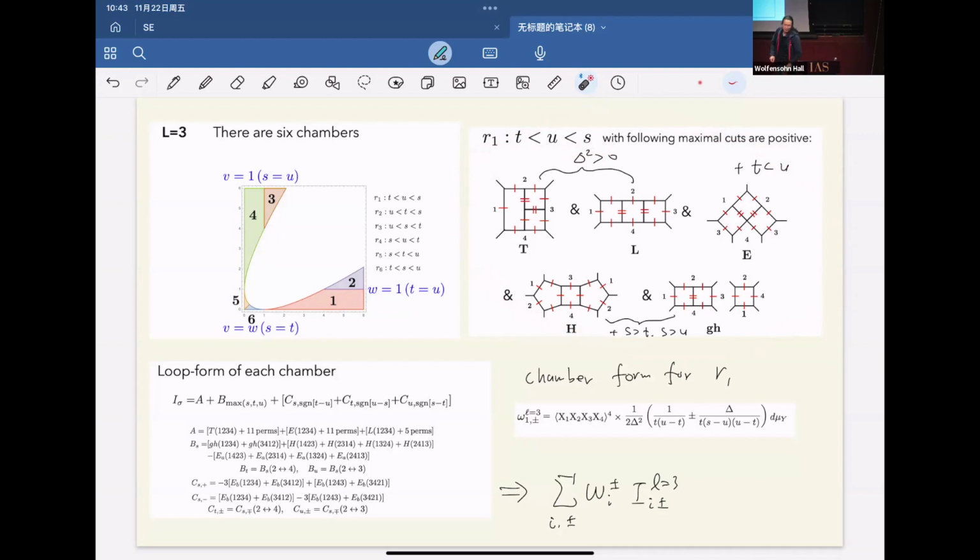External kinematic, yeah. At every point, you can ask the question, yeah.